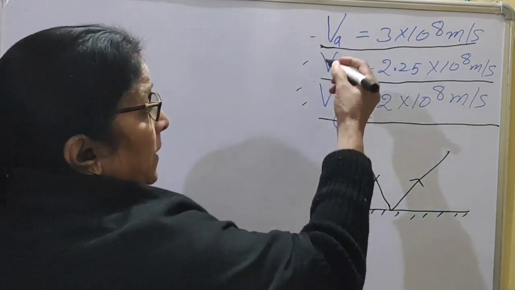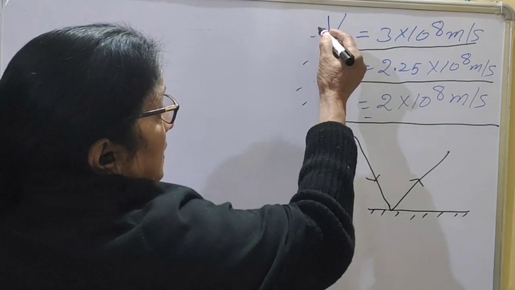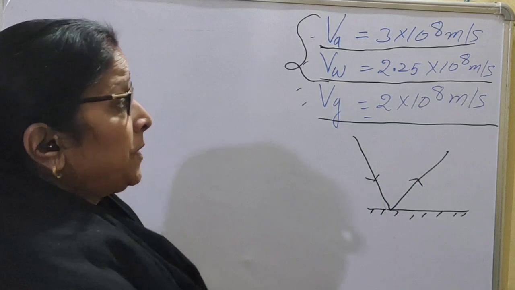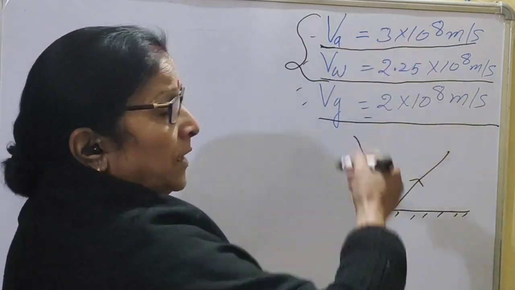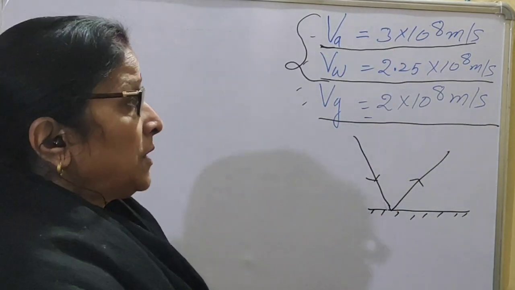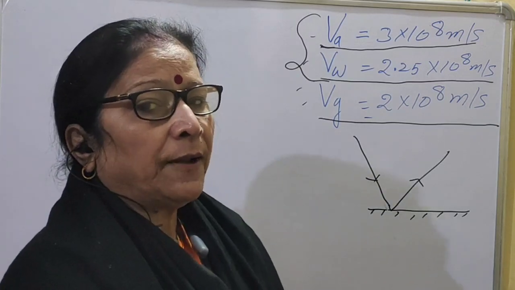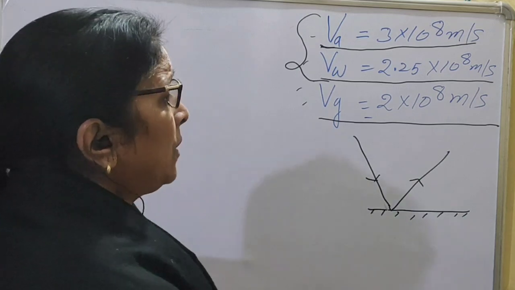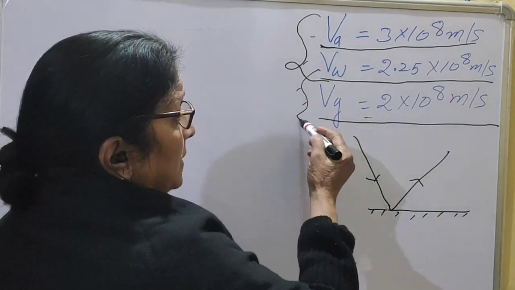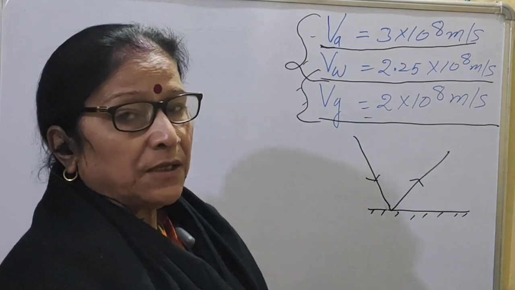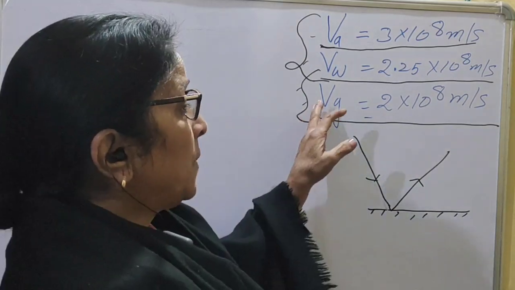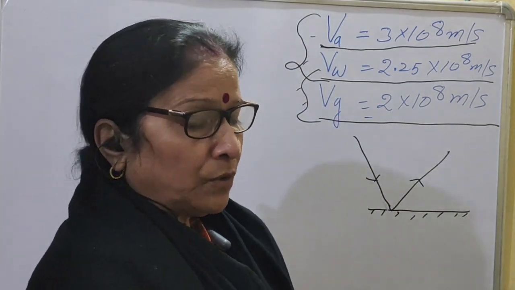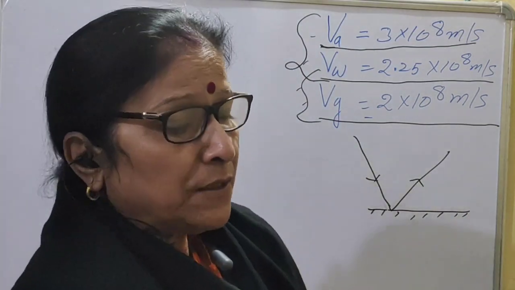Okay, so now suppose we consider two media, air and water. Speed of light in air is more than that of water. So water is said to be optically denser medium and air is optically rarer medium. Now if we consider water and glass, speed of light in glass is less than that of water. So glass is optically denser medium and water is optically rarer medium. Because the speed of light changes.